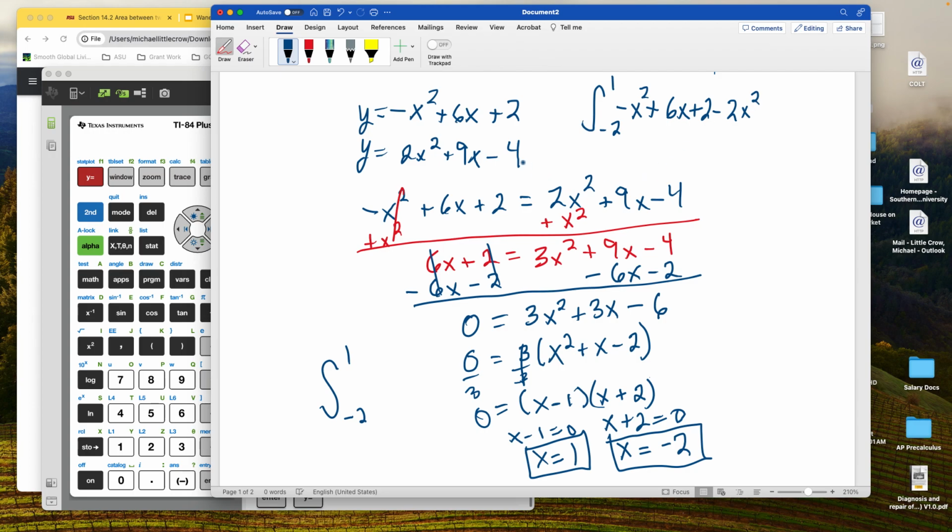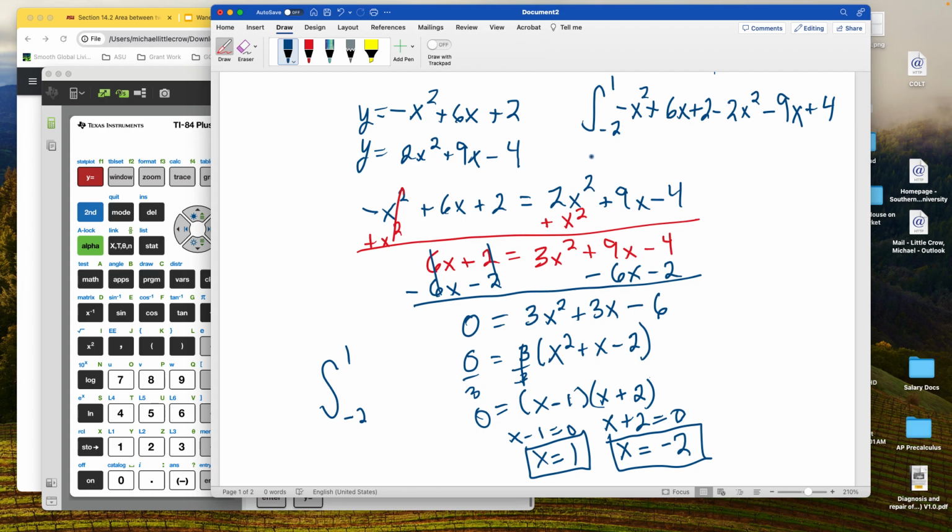2x squared. 9x was positive, so I'm going to make that negative. And then negative 4 was negative, so I'm going to make that positive. So when you're subtracting something, you just change all the signs. That works best for me. I make fewer errors that way, rather than putting a parentheses and then doing another step to distribute. I just do it while I'm doing it. Okay. So again, part of this is see what works for you.